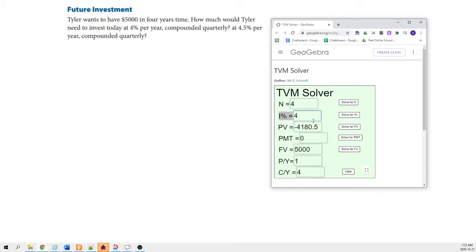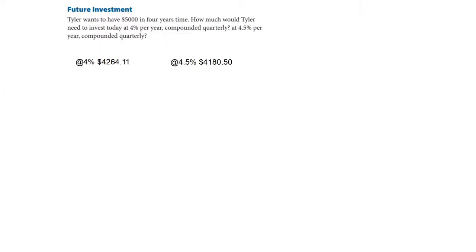Oh, I'm going to do 4% first. And if we change that to 4.5%, if we're getting a higher interest rate, we would expect that we don't need to invest as much money to get that $5,000. And we can see that that's true when we solve using 4.5%. So we've done this using the TVM solver. We could do it using a spreadsheet like we did before. I will do it on paper.